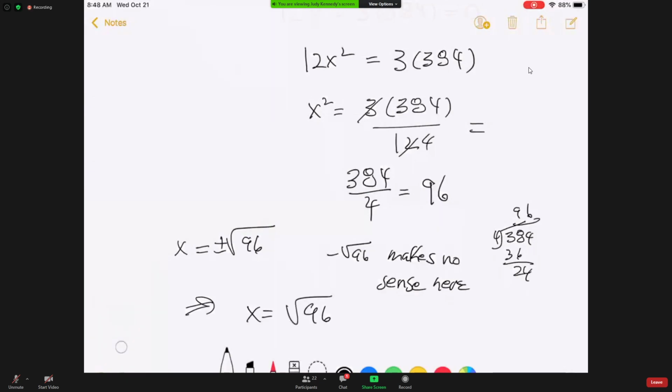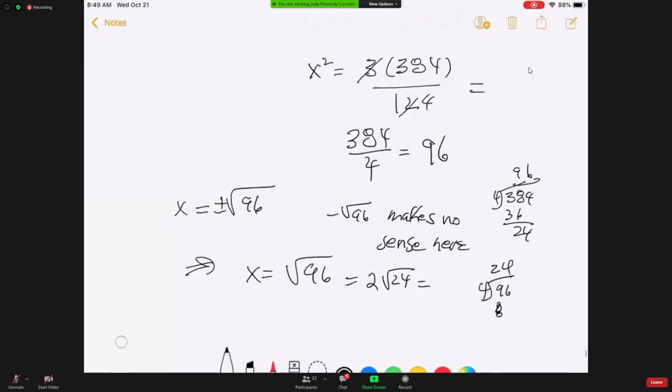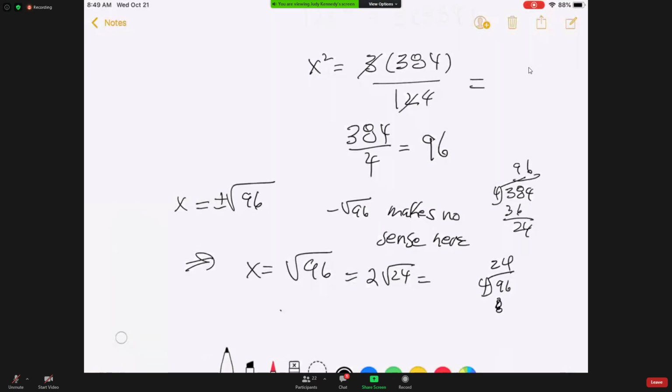And let's see. 96 is 8 times 12. It's got a 4 in it. I'm thinking, can I reduce it some? You could just leave it as the square root of 96. That gives you 8, gives you 24. Okay. So pulling one square root of 4 is 2. And then it's still got a 4. 4 times 6. So 2 times 2 times the square root of 6. 4 times the square root of 6.